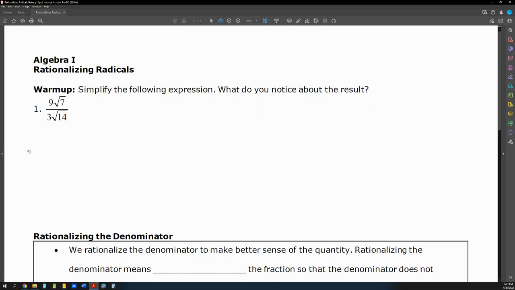Hi everyone. Today we've got some quick notes on rationalizing radicals. Let's begin with the warm-up. We want to simplify the expression 9 root 7 over 3 root 14.